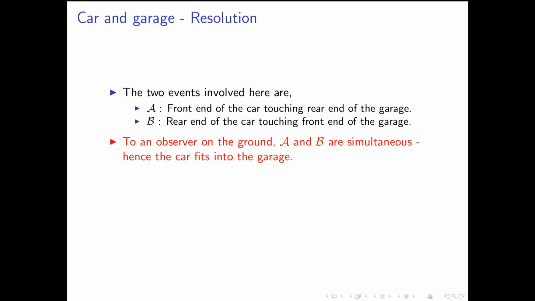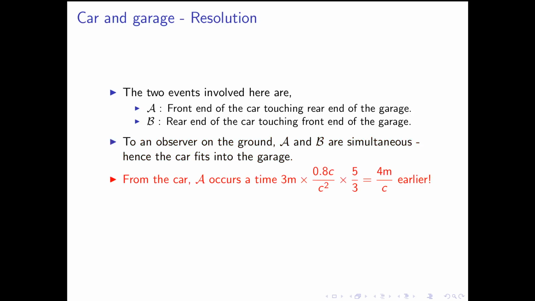To an observer on the ground, these two events are simultaneous. The front end of the car touches the rear end of the garage at exactly the same time when the rear end of the car touches the front end of the garage. So these two events are simultaneous with respect to the fellow on the ground. But they are not occurring at the same place, of course. Otherwise they would have been the same event. They occur 3 meters apart, 3 meters being the length of my garage according to somebody who is at rest with the garage.